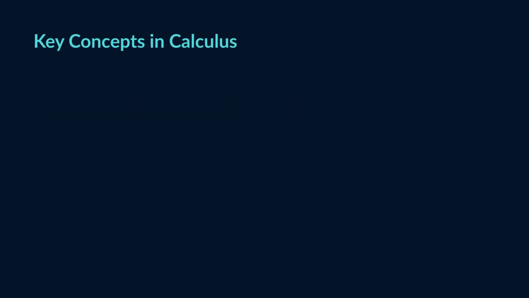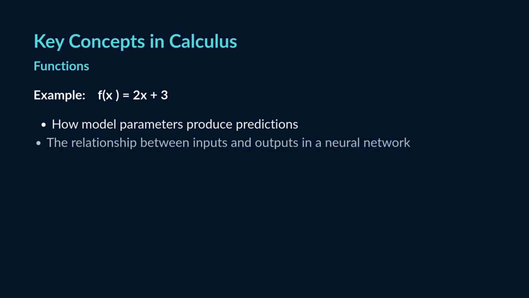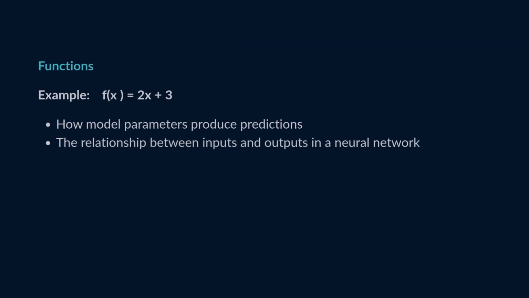Key concepts in calculus. Let's look at the essential calculus ideas relevant for AI. Functions. A function is a relationship between an input and an output. For example, f(x) = 2x + 3. In artificial intelligence, functions often describe how model parameters produce predictions, the relationship between inputs and outputs in a neural network. Understanding how functions behave helps us adjust models for better performance.